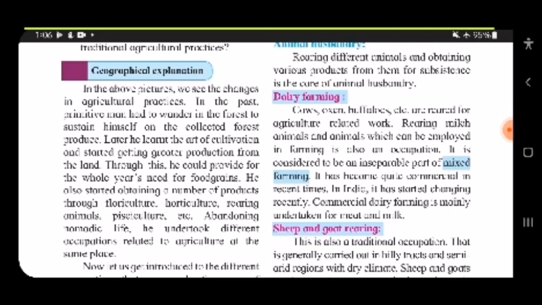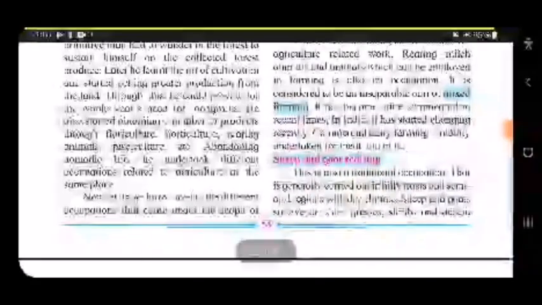Through this, he could provide for the whole year's need for food grains. He could store that food grain for the whole year. He also started obtaining a number of products through floriculture. Floriculture is cultivation of different flowering plants. Horticulture, rearing animals. Pisciculture is rearing of fish, etc. Abandoning nomadic life, he undertook different occupations. So he started different occupations related to agriculture at the same place.